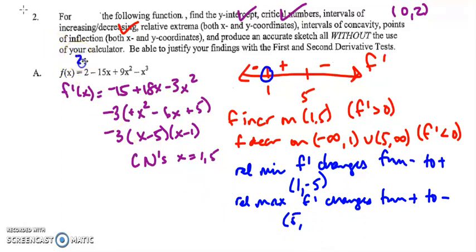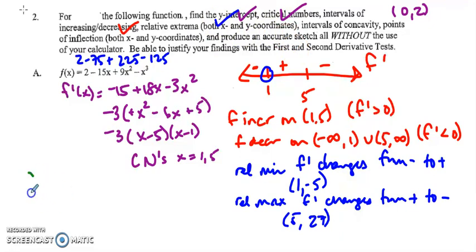Let me see here. 2 minus 75 plus 9 times 25 is 225 minus 5 cubed, 125. So now I've got 225 minus 225, 27. I think I did that right. So now I've got the relative extrema.